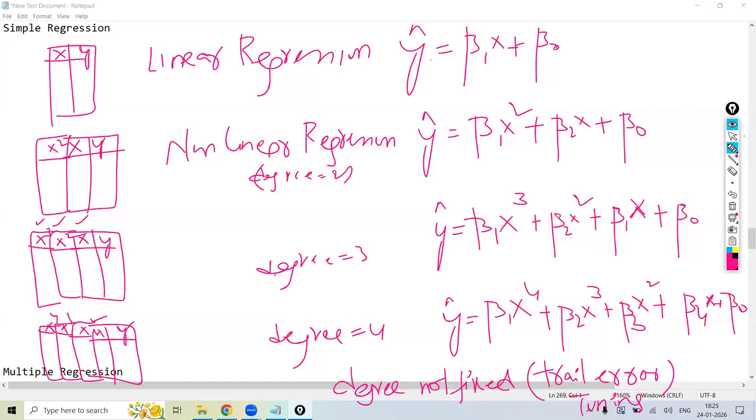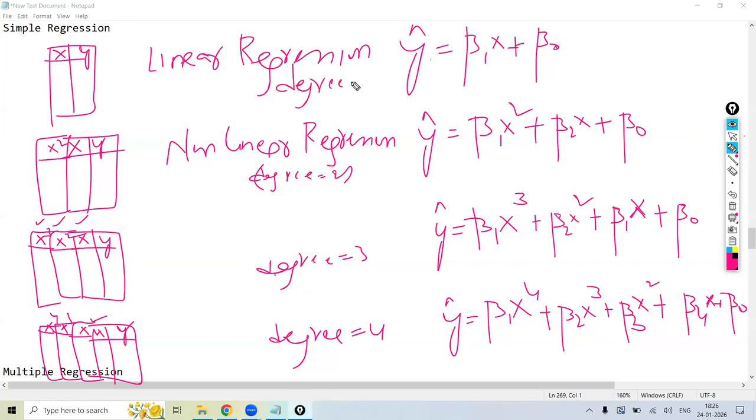Sir, how to try and how to know, miss? Very simple. First, degree 1: for degree 1, we calculate the RMSE. Let us calculate. Assume we got the RMSE as 40. Now let us calculate for degree 2, and we got 35. RMSE decreased, right? So we'll try one more. Now for degree 3, RMSE is 20. Still decreased. So we'll try the next one.